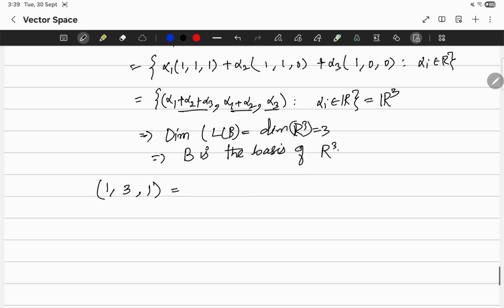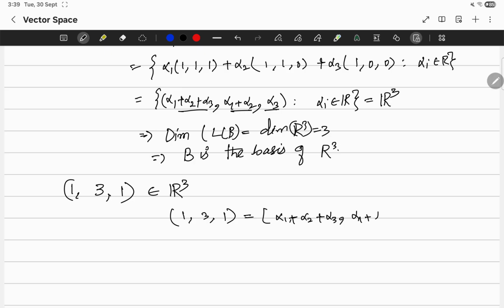So here, the element (1, 3, 1) is a vector. What I told you is that you have to check that (1, 3, 1) is a vector in your R3, so it will be a linear combination of these. That means it will be in the linear combination, so (1, 3, 1) will be some (alpha 1 plus alpha 2 plus alpha 3, alpha 1 plus alpha 2, alpha 3).